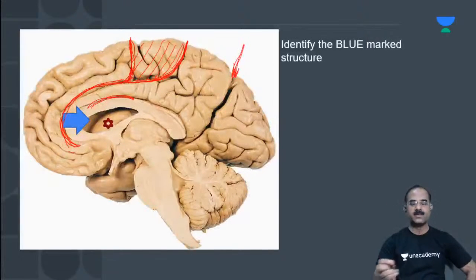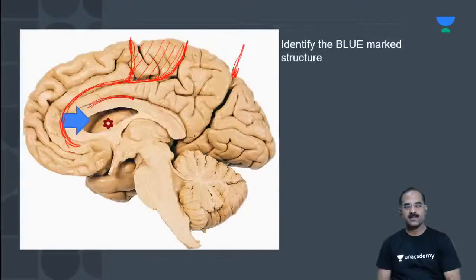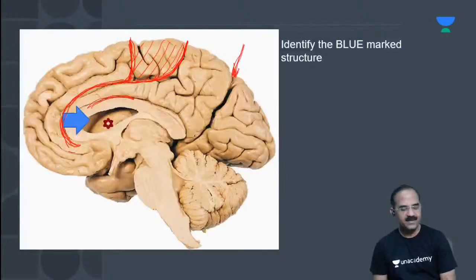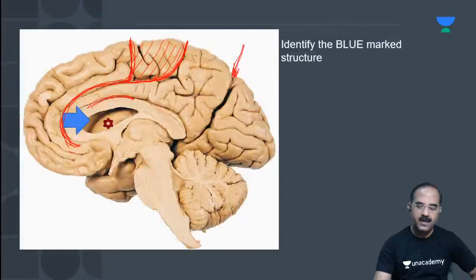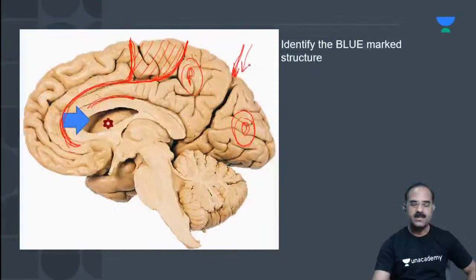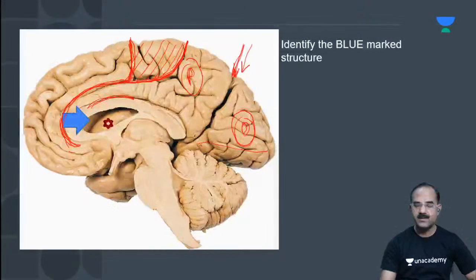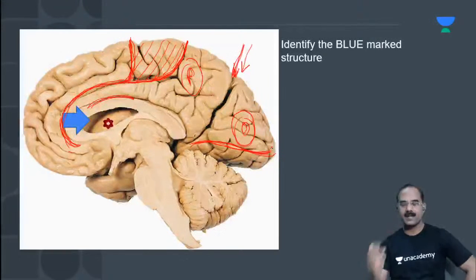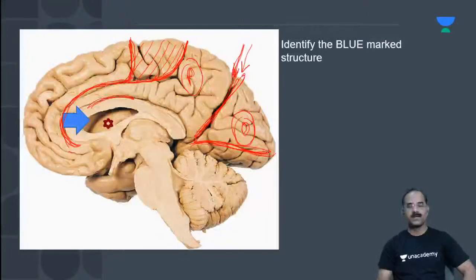What is this sulcus? You can see a deep sulcus there. What is that sulcus known as? This is the parietal lobe and that's the occipital lobe. So this is the parieto-occipital sulcus, and you have another sulcus here. It's not very well drawn, and this would be the calcarine sulcus.